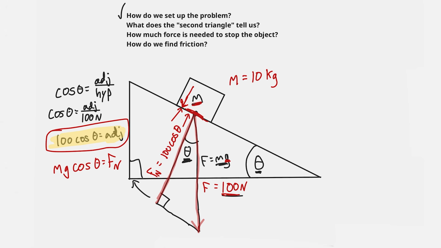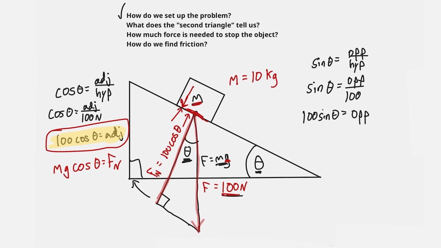That side is opposite of our angle theta, so we will do sine theta equal to opposite over hypotenuse. For our example, the hypotenuse is equal to 100, so sine of theta is equal to the opposite side divided by 100. That makes 100 sine theta equal to that side. Now we can write that by that side of the triangle.